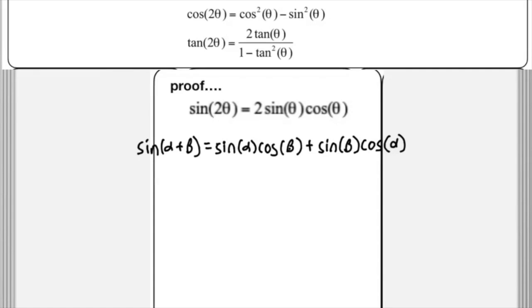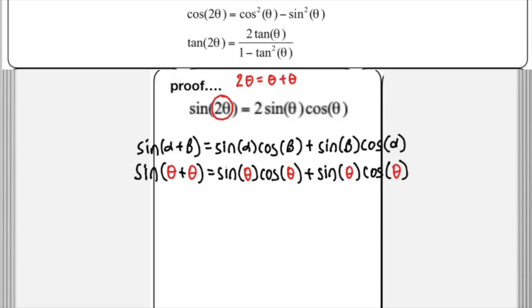And what we're going to do is something kind of clever here. Since we're adding two angles together, is it fair that I can write 2 theta as theta plus theta, so two of the exact same angles? So what I'm going to do is drop in thetas for alpha and beta, like that. And then I'm going to go ahead and drop them into the right-hand side of the formula.